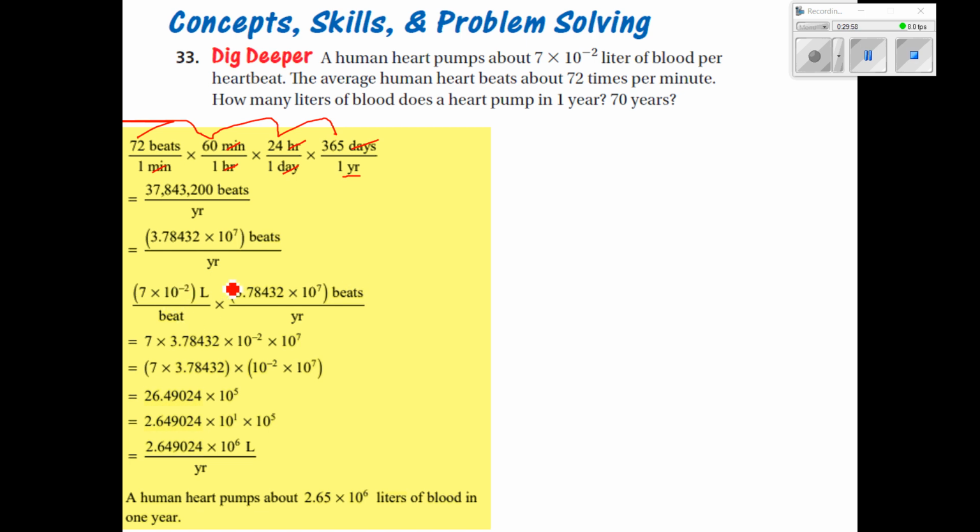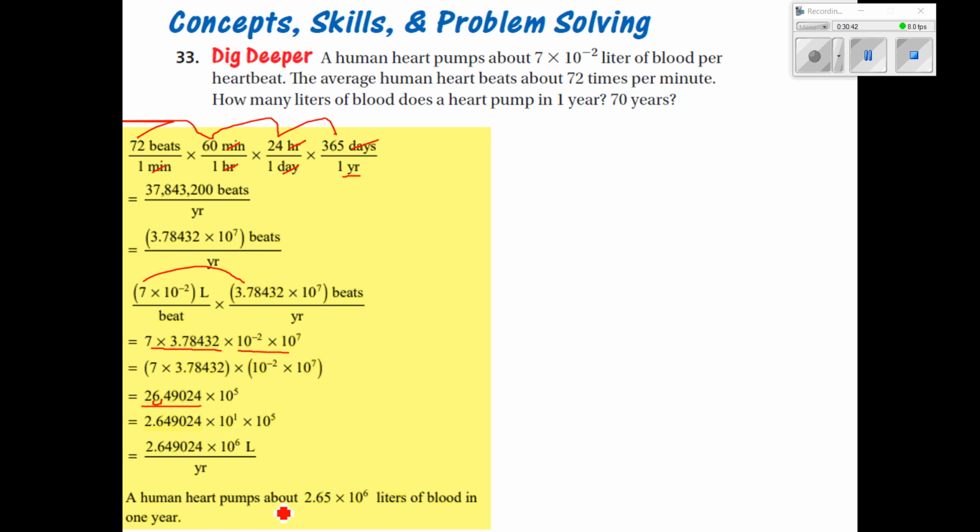This is going to give us 7 times 3.78432. It's also going to give us negative 2 plus 7, which is going to give us 5, right? And that's how they got 26.49024 times 10 to the fifth, because 7 minus 2 is 5. Now we've got to move this decimal back over here. And when we do that, that's going to be adding one more exponent. So that's going to turn it to 6. And that's how we got 2.64924 times 10 to the 6 liters per year.